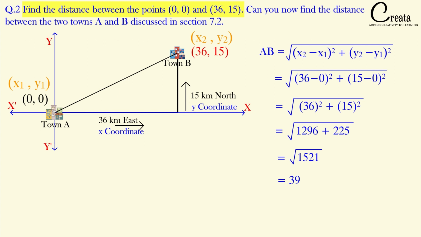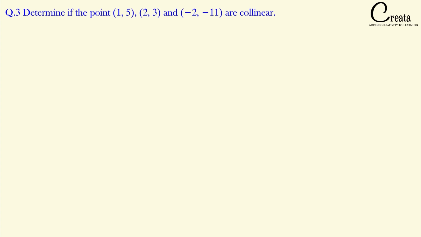The second part of the question is saying, can you find the distance between the two towns A and B discussed in section 7.2? So the answer is yes, we can do it. Got it? We have done with question number 2. Let's move to question number 3. Determine if the points (1, 5), (2, 3) and (-2, -11) are collinear.